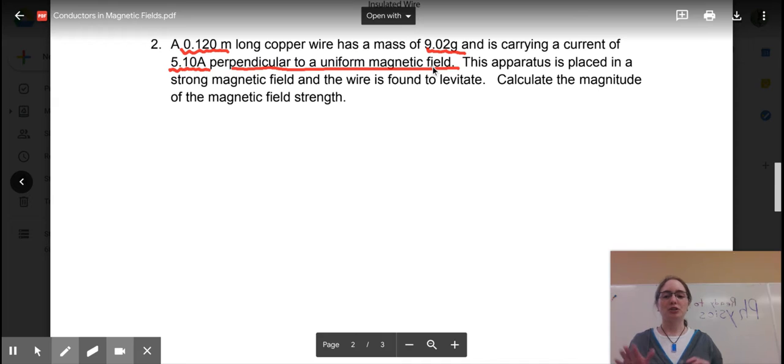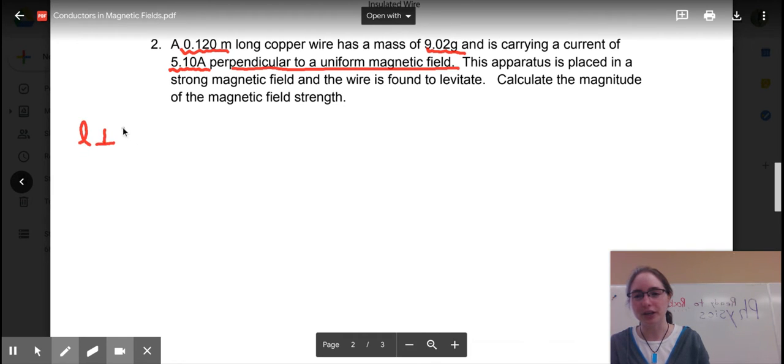Okay. So what we have learned by reading all of this at once is that the entire wire length is going to be inside that magnetic field. That might not always be the case, so please keep in mind that it may not be the case, guys. So watch for that. I'm going to write my length, perpendicular, as 0.120 meters long.